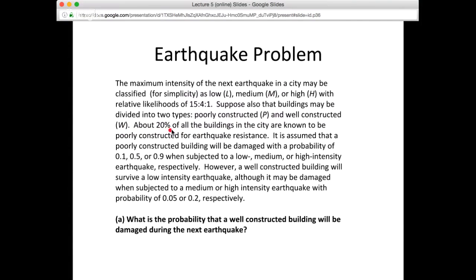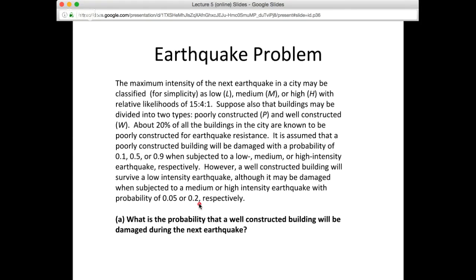About 20% of the buildings in the city are known to be poorly constructed for earthquake resistance. It is assumed that a poorly constructed building will be damaged with a probability of 0.1, 0.5, and 0.9 when subjected to a low, medium, or high intensity earthquake, respectively. However, a well-constructed building will survive a low-intensity earthquake, although it may be damaged when subjected to a medium or high-intensity earthquake with a probability 0.05 or 0.02, respectively.